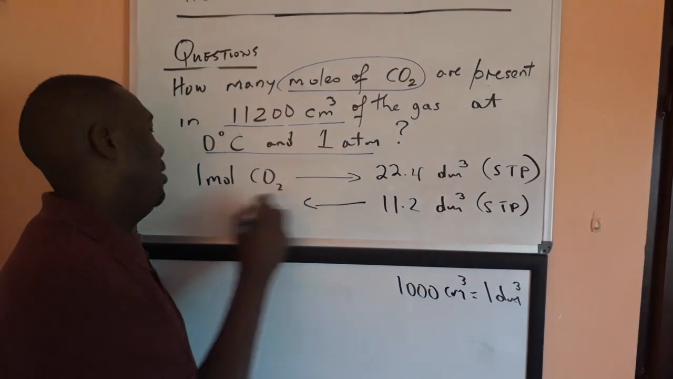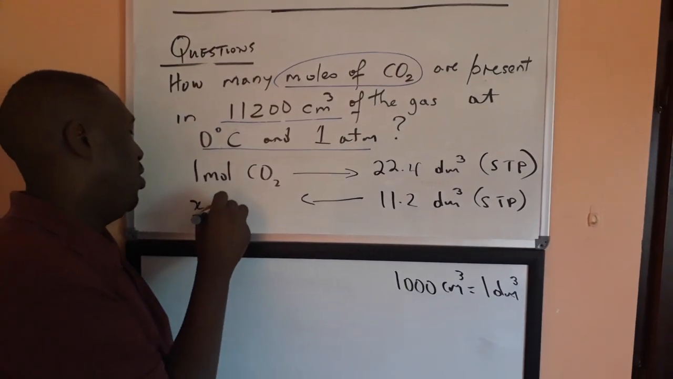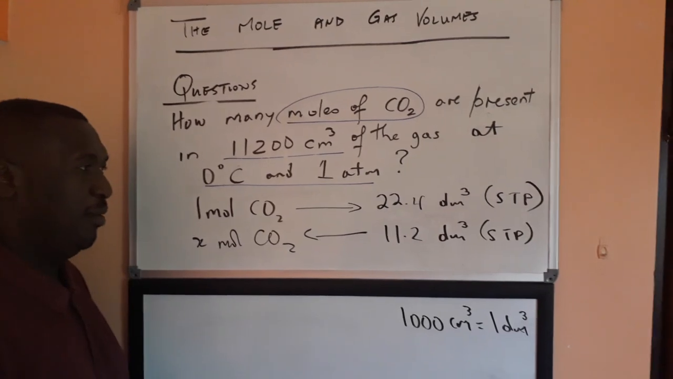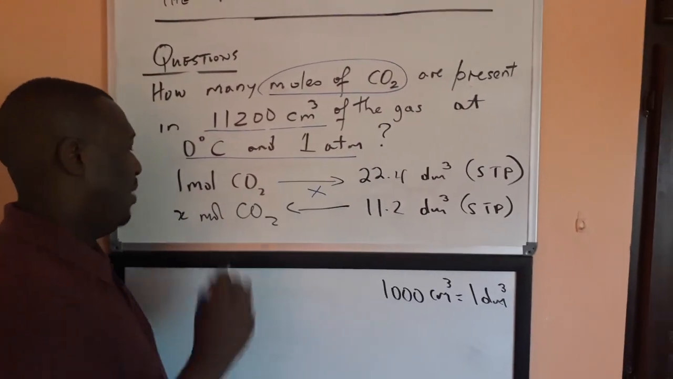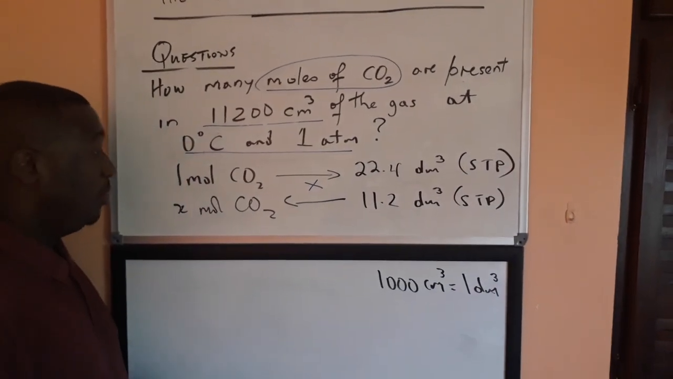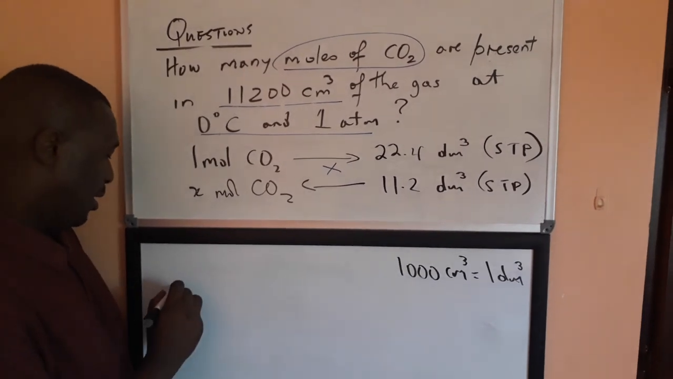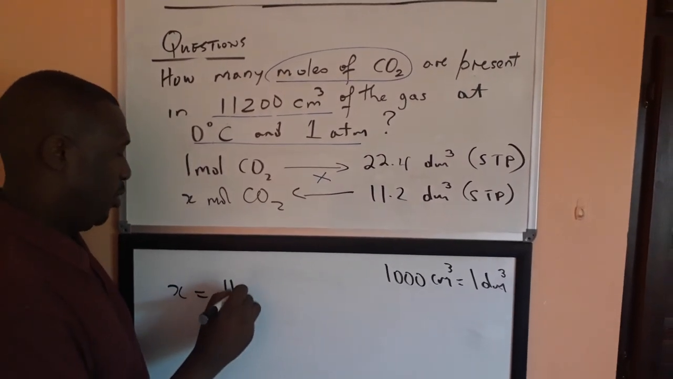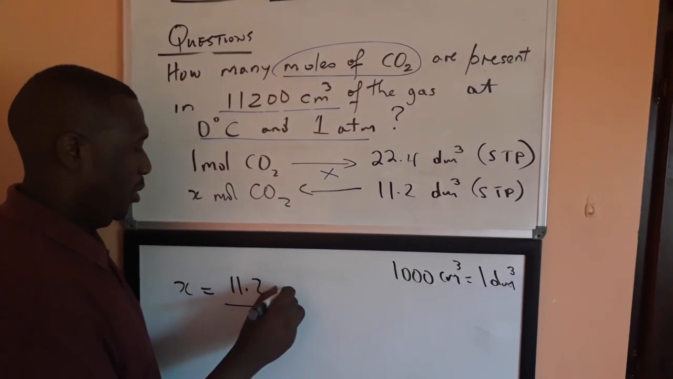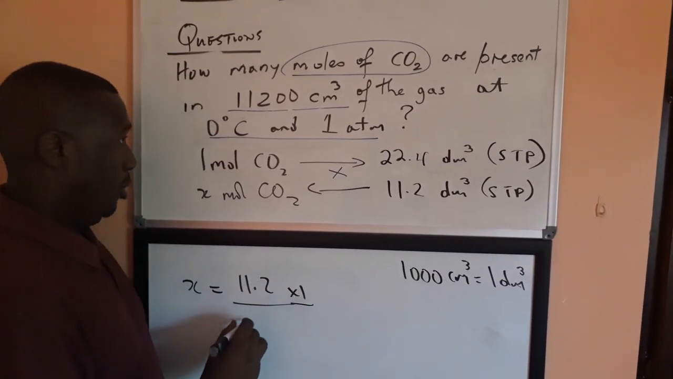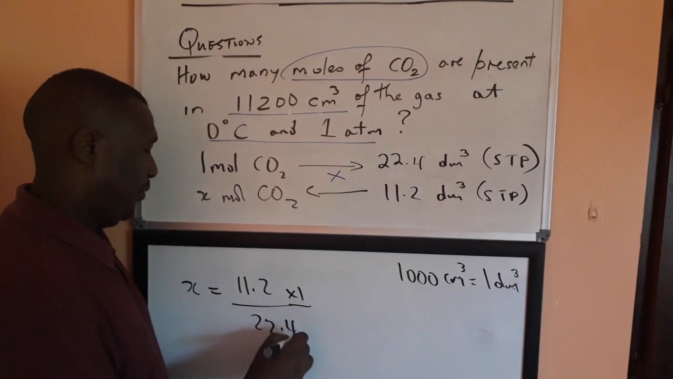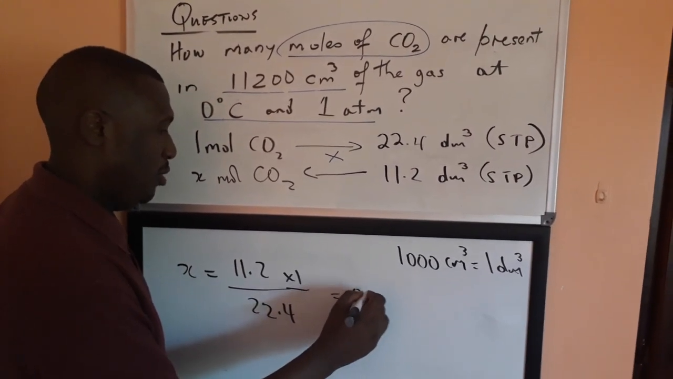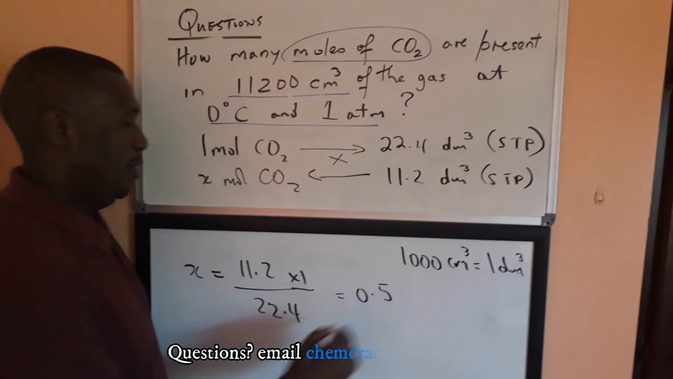And we want to find out how many moles of CO2 are in that volume. So we cross multiply again, and we make x the subject, and then x is going to be equal to 11.2 over 22.4, and that is going to be equal to 0.5 mole.